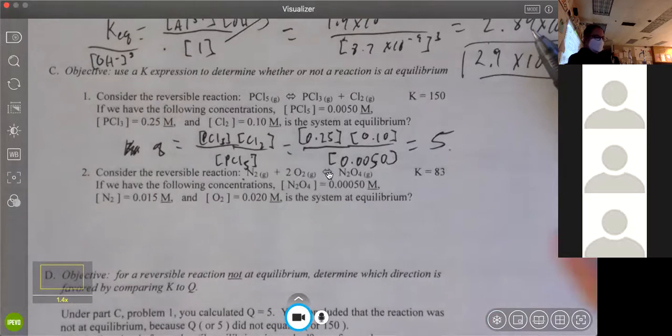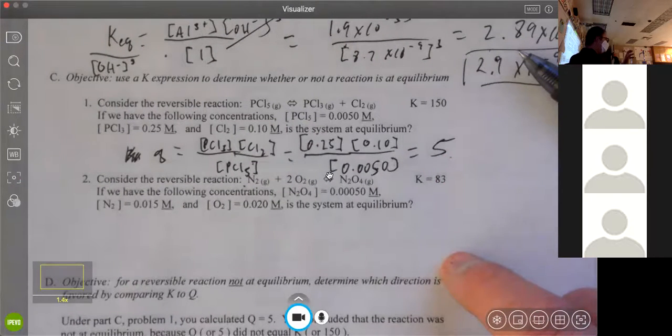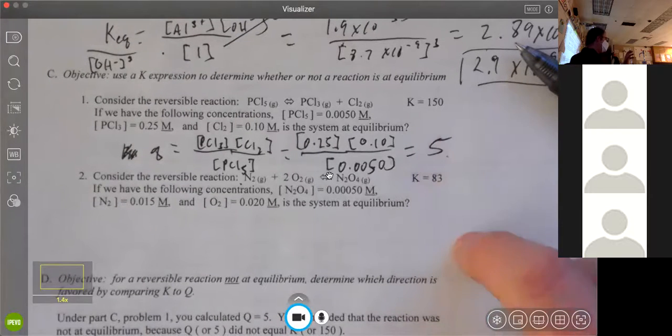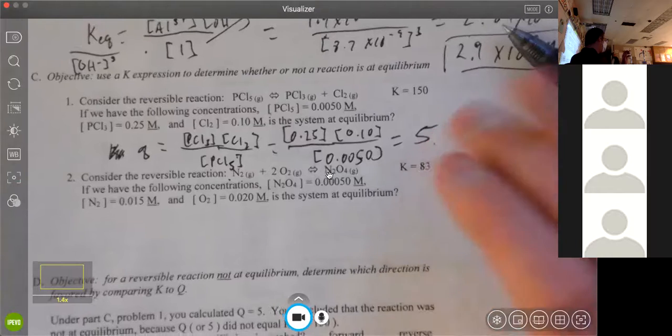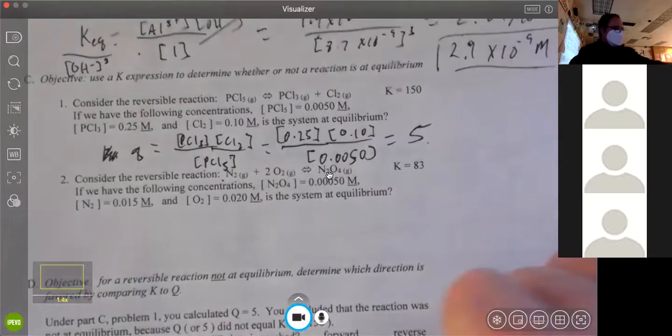This is the critical thinking part. We have a 5 product to 1 ratio. At equilibrium, we need a 150 to 1 ratio. So what does this system need to make more of? Products, right? This system needs to make more products to reach equilibrium. So the forward reaction will be faster and will make more product until that ratio is reached. That's basic equilibrium.